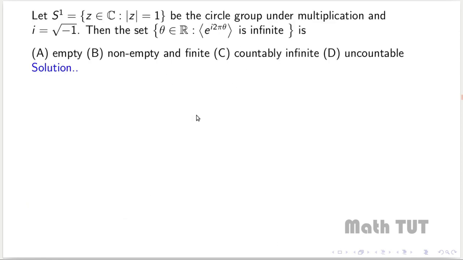Now we'll go to the next problem. Here we are given a group S1, the set of all complex numbers having modulus 1. We can think of all complex numbers lying on a circle of radius 1 in the complex plane centered at 0, 0. This group is basically known as the circle group under multiplication, and we are asked for the set of all theta in R such that the cyclic group generated by elements of this form is infinite.